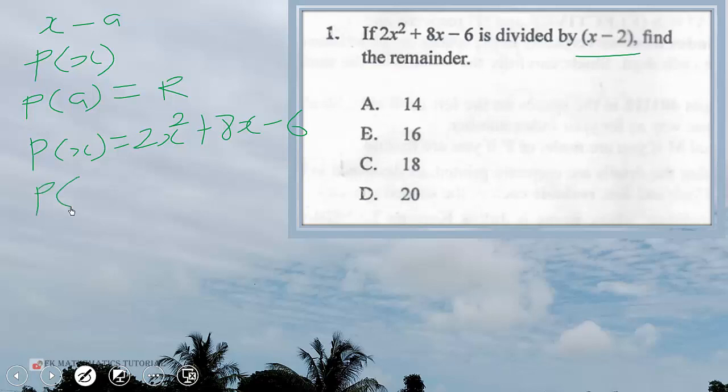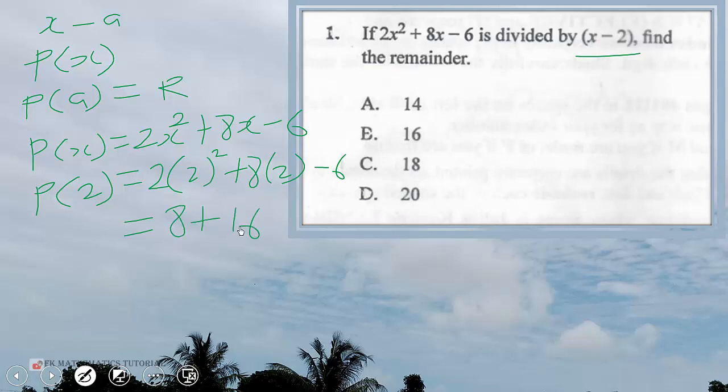So p of 2 should be equal to 2 into bracket 2 squared plus 8 into bracket 2 minus 6. So 2 times 2 squared will give us 2 cubed, which is 8. Then 8 times 2, which is 16, minus 6. So that will give us 10 plus 8, which is equal to 18. So the correct answer is option C.